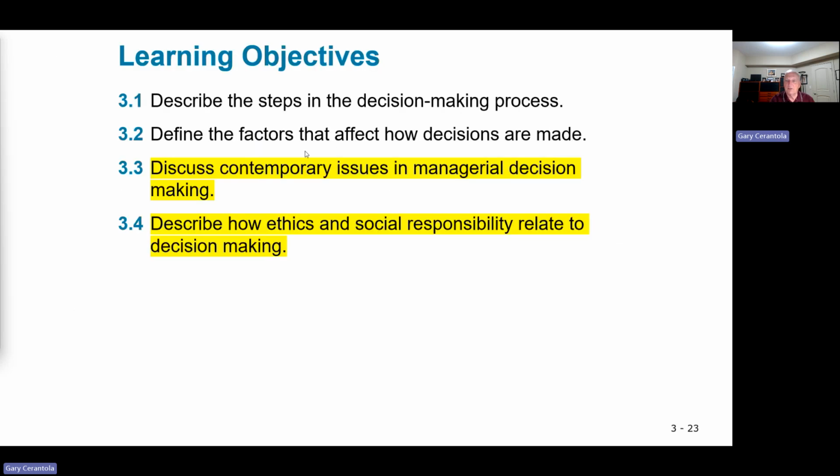Here are the learning objectives again for chapter 3 in the Robbins PowerPoint presentation. They're discussing contemporary issues in managerial decisions, and they're really focusing on the ethics and social responsibility related to decision making. And we're going to talk about corporate social responsibility in topic 12.